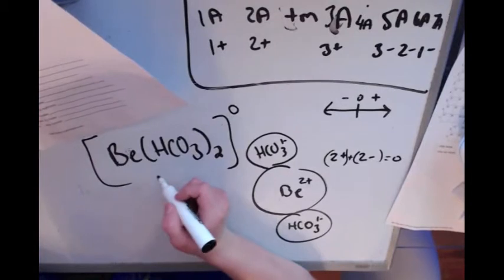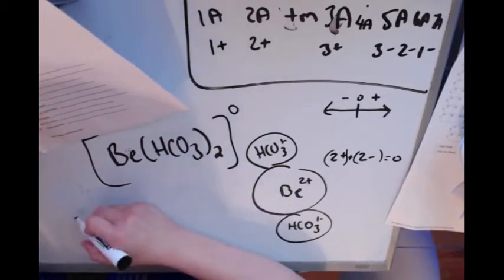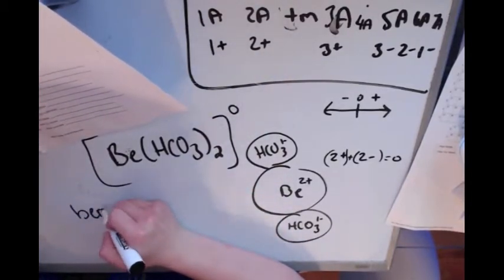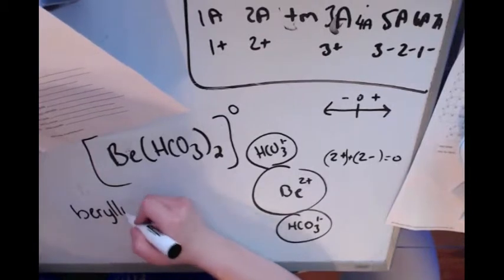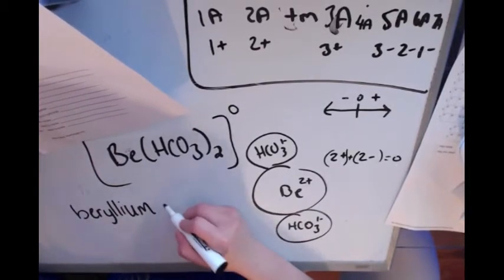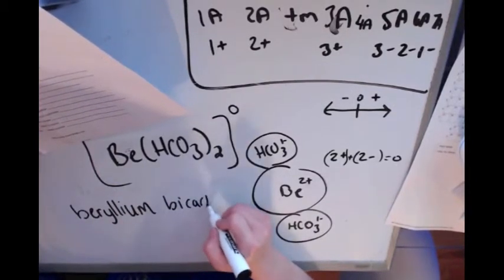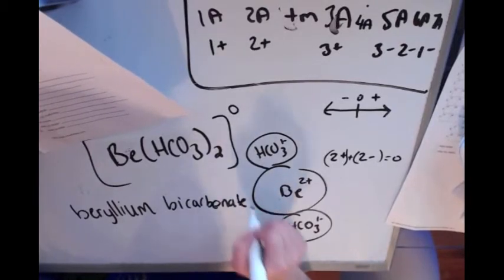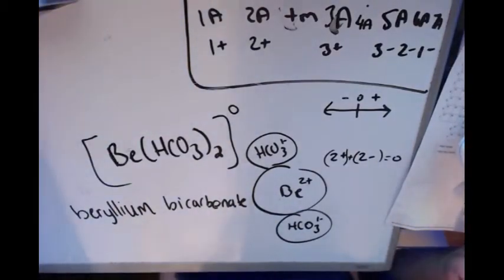So this is not a transition metal, so you don't need the Roman numerals, so you would simply write the name out. Beryllium bicarbonate.